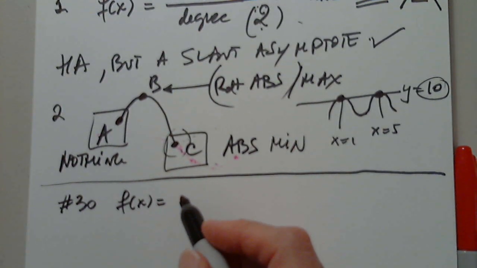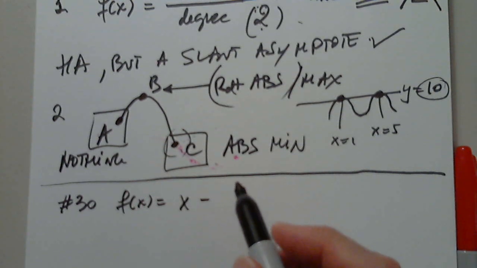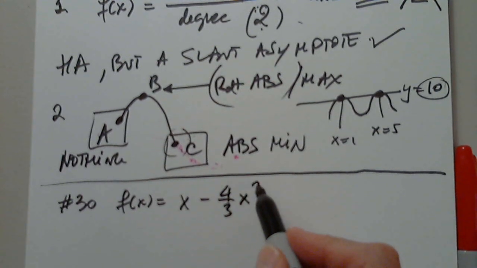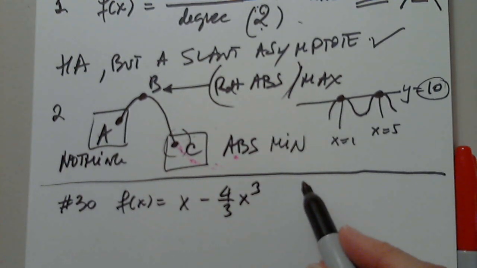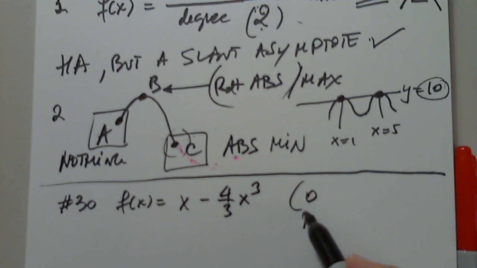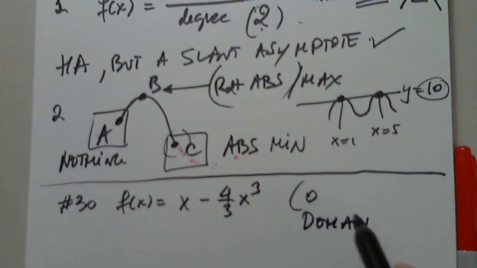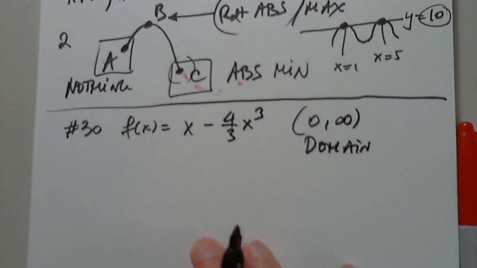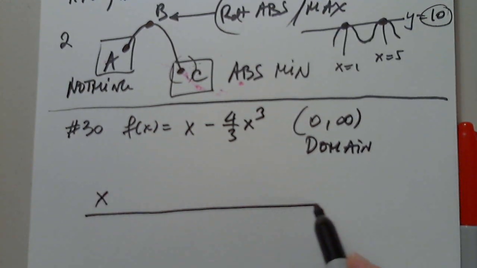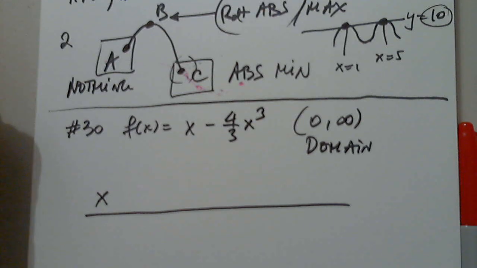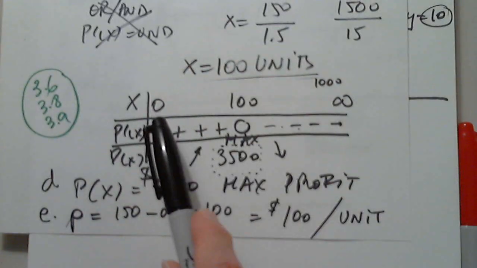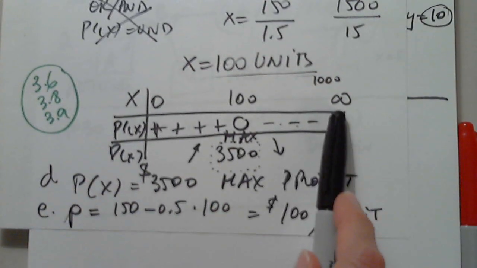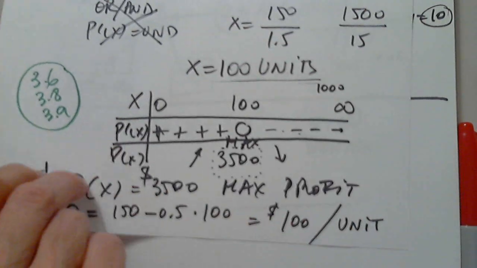If I remember correctly, it was x minus 4 over 3 to the x third, with a domain of 0 to infinity. This is the domain, 0 to infinity. Very good. We had a similar example. I was just looking through the notes. We had a similar example with the interval 0 to infinity, roughly. So the same idea.